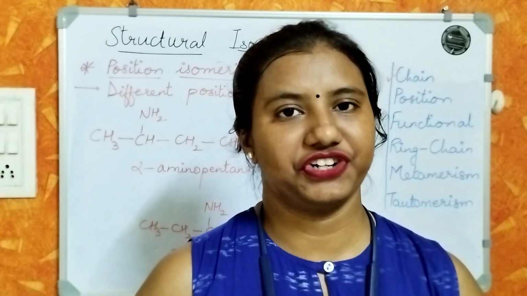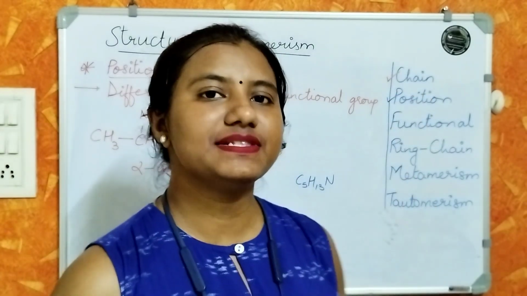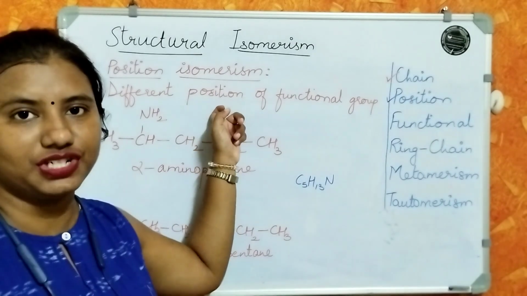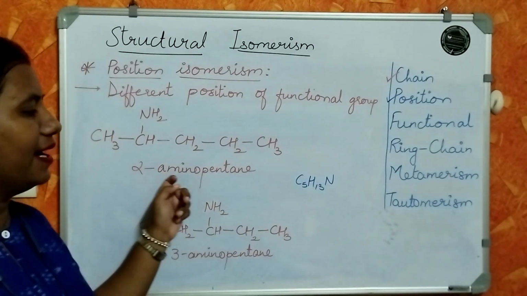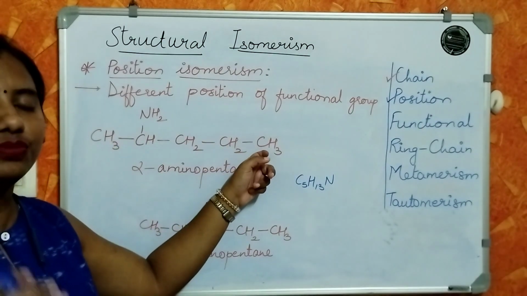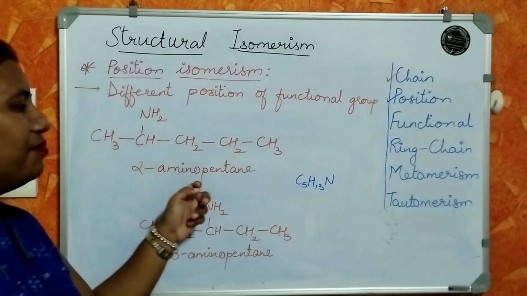The second type of structural isomerism is position isomerism. What happens in position isomerism? There is a different position of the functional group. Now let's take an example. What I have here is 2-amino pentane. That means there is a pentane chain and the functional group, that is the amino group, is on the second carbon atom. So therefore it is 2-amino pentane.